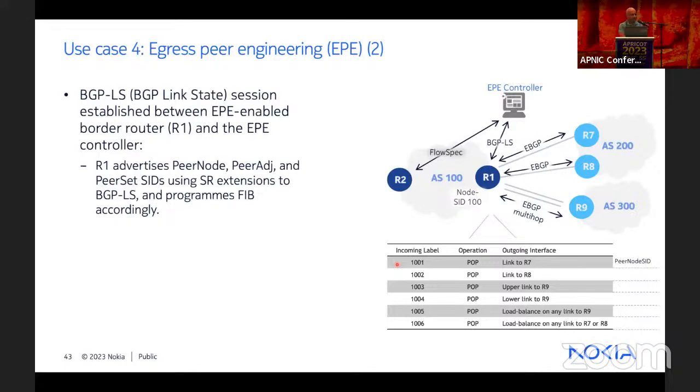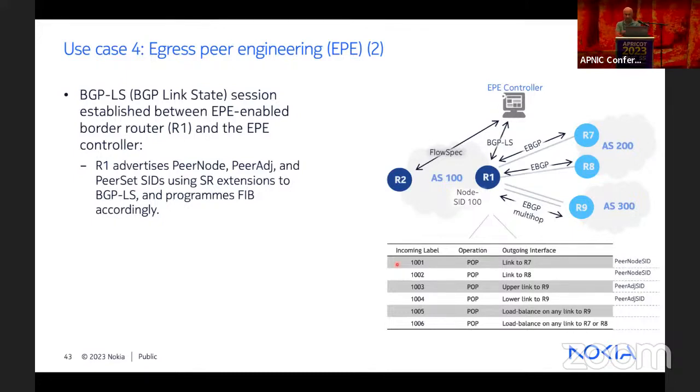Okay, so 1002, that should be easy. Is that peer node or peer SID or peer adjacency? All right, okay, good. How about 1003? Peer adjacency SID, right. How about this? Okay, how about 1005? It says load balance on any link to R9. Is it peer SID? Peer node. Yeah, it's actually a peer node.